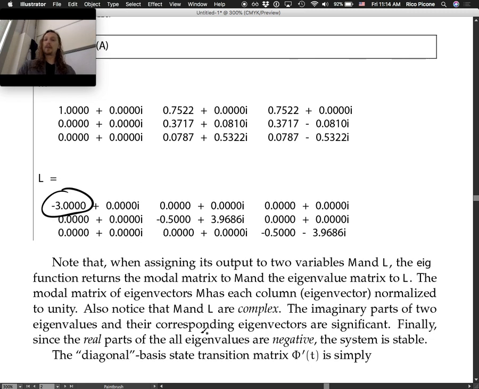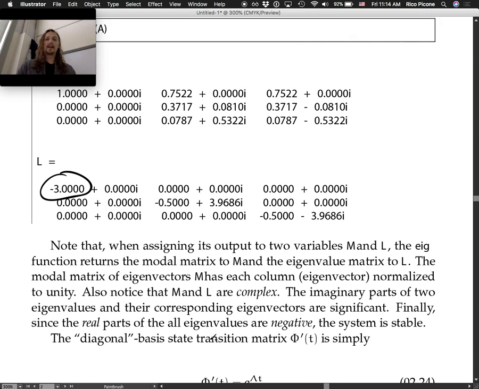Also note that they're complex. And finally, since the real parts of all the eigenvalues are negative, the system is stable, right? So we look at the three eigenvalues right here, all along the diagonal of this eigenvalue matrix. And the real parts are -3 and -0.5 and -0.5.